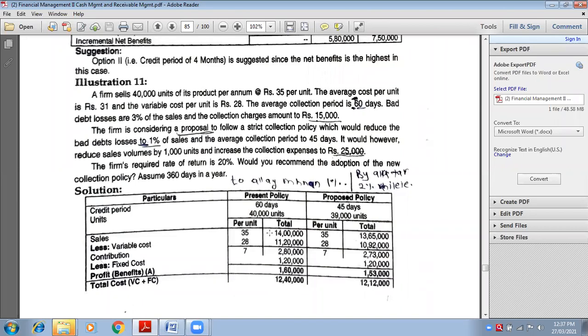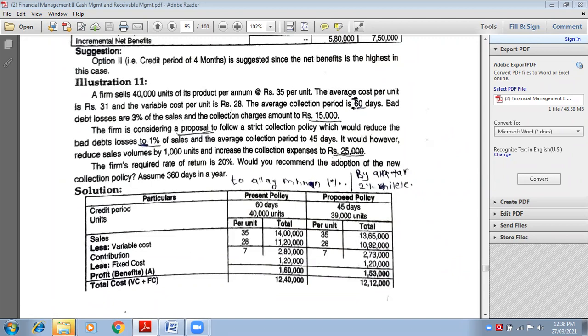We have to complete this sum in 10 minutes. 35 into 40,000. Come on, give the answer quickly. Is everyone getting 14 lakhs? Yes, ma'am. Okay. 39,000 into 35 rupees. Next is 39,000, so multiply 39,000 by 35. 39,000 into 35 will give you 13,65,000. Is it correct? Yes, ma'am.